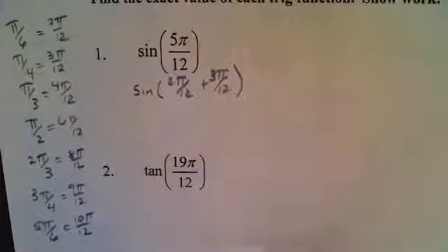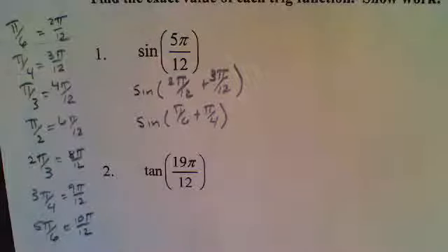So I'm going to rewrite this as the sine of 2 pi over 12 plus 3 pi over 12, and I'll write it this way first. I don't think you have to write this out, but I'm doing this just so that you see that's what I did. And so that becomes the sine of pi over 6 plus pi over 4.